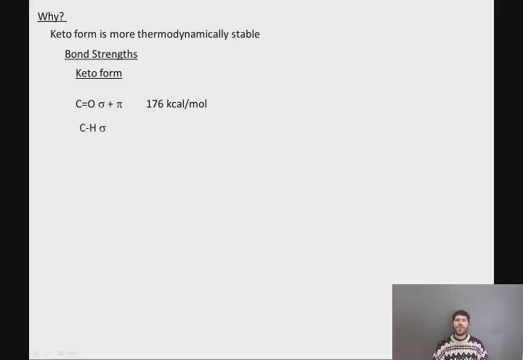There is also a CH sigma bond that is present in the keto form, the bond between the alpha carbon and the alpha hydrogen, that is not present in the enol form. And a CH sigma bond gives us a bond strength of 99 kilocalories per mole. If you add these two together, you will get 275 kilocalories per mole worth of bond strength.